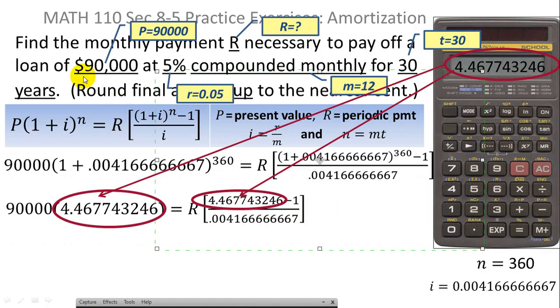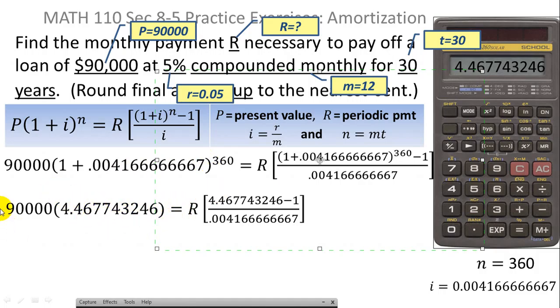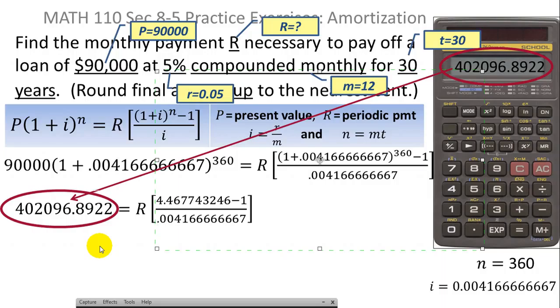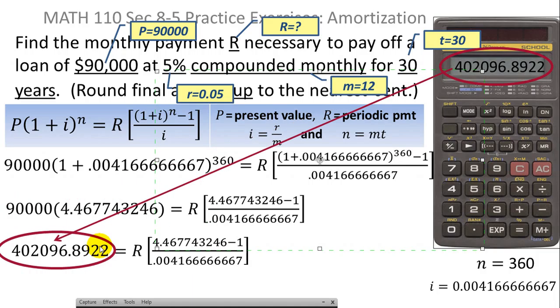Alright, let's clear that and look. I want to keep the old calculation too, so you can go back and look at it later. So I slid this second step down and put the original calculation back on the first line. But now I want to do this product right here, the 9,000 times the 4.4 number. I won't show every little thing on the calculator because it's just something I know that you know how to do. But if you do that product, you will get 402,096.8922. Okay. I slid that down. I want to keep my old calculations so you can see them.